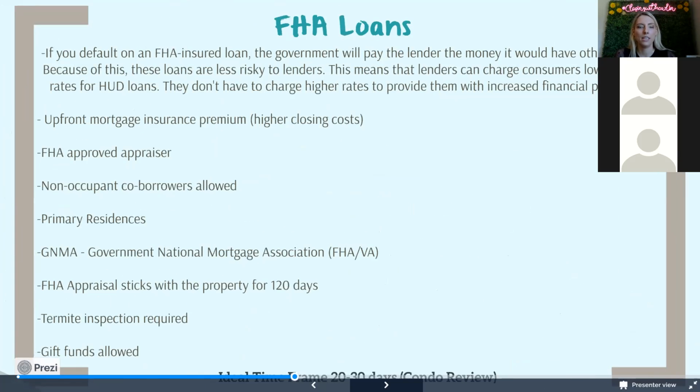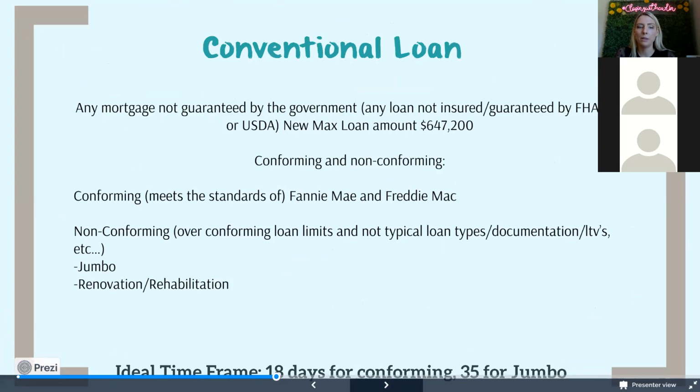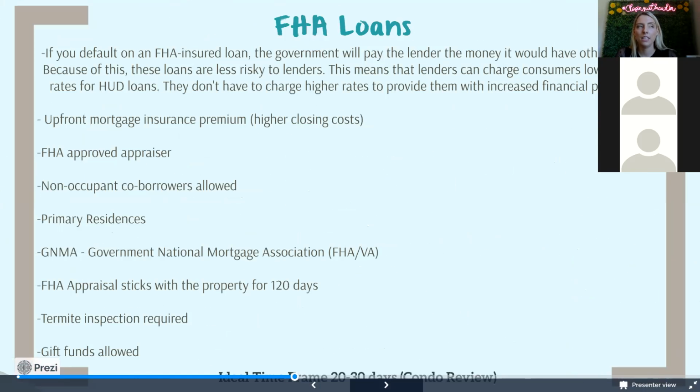And actually, I'm going to go back and just talk about our timeframes really quick. So conventional timeframes, 18 for a conforming loan if we have them pre-approved, and 35 for a jumbo. And the jumbos and the government loans are going to be a little bit more. And here's why. We have to send them to the government or the investor for a jumbo to get them approved. So as you can imagine, whenever you get the government involved in anything, it could take a little bit longer. So ideal time frame, 20 to 30 days.